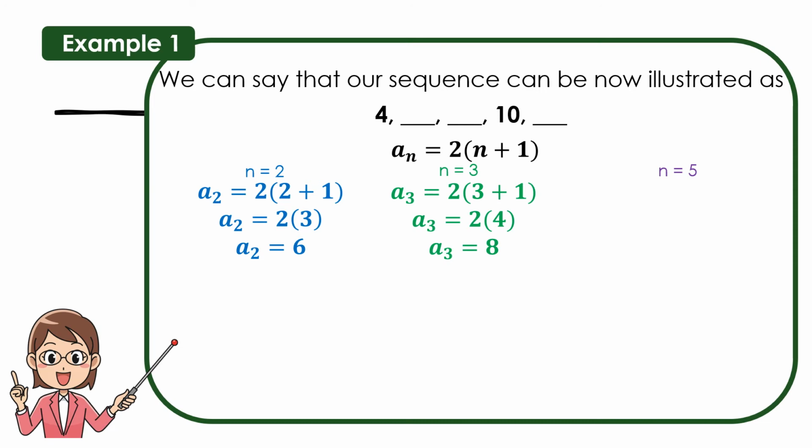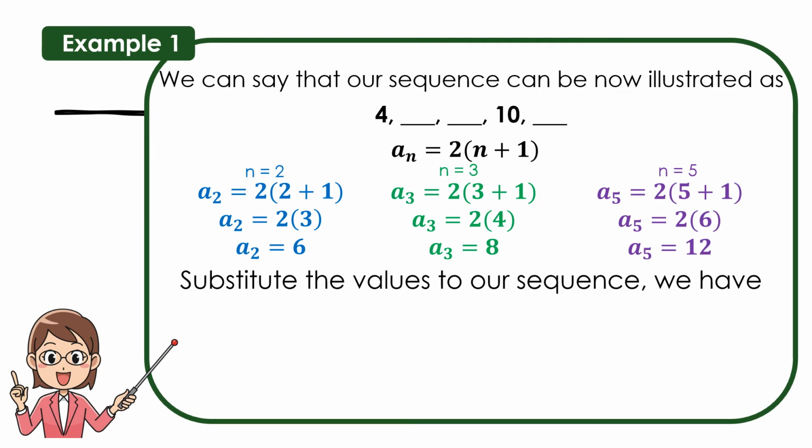Let us proceed with the fifth term, which is n is equal to 5. Substitute the value of n to our given formula gives us a sub 5 is equal to 2 times the quantity 5 plus 1. Adding the values inside the parenthesis gives us a sub 5 is equal to 2 times 6. Multiplying the factors gives us a sub 5 is equal to 12. Hence, we can say that our fifth term is 12.